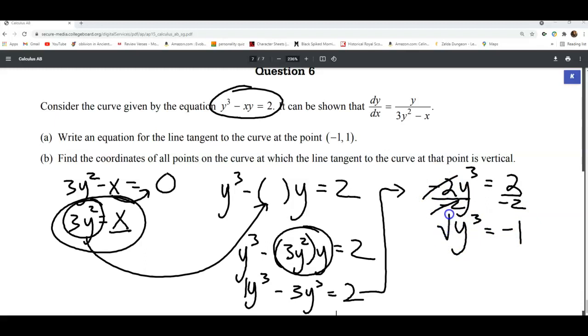How do I get the y by itself? I'm going to cube root both sides. And the cube root of y cubed is y. And the cube root of negative 1 is negative 1. And there's my answer. All right.